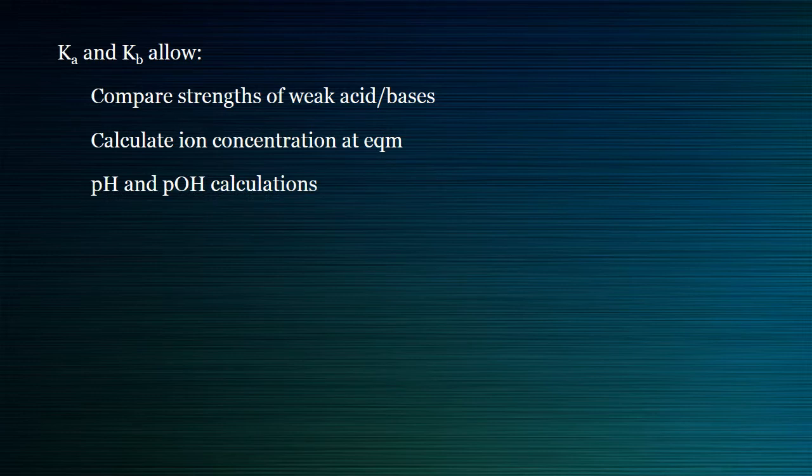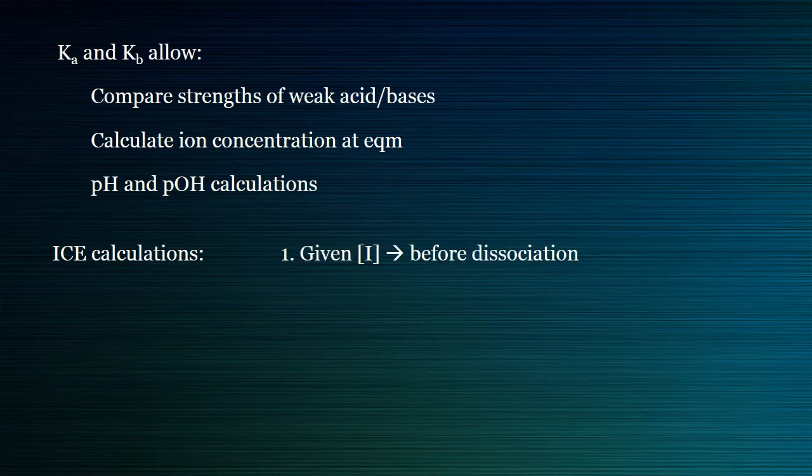And we could either determine our pH or pOH, or we could actually be given our pH and pOH and work backwards. So there's a lot of different ways that we can go through and solve information. So as I mentioned, we're going to have to set up an ICE table. So you need to remember that you're going to be given an initial concentration. That initial concentration is prior to any dissociation that may occur.